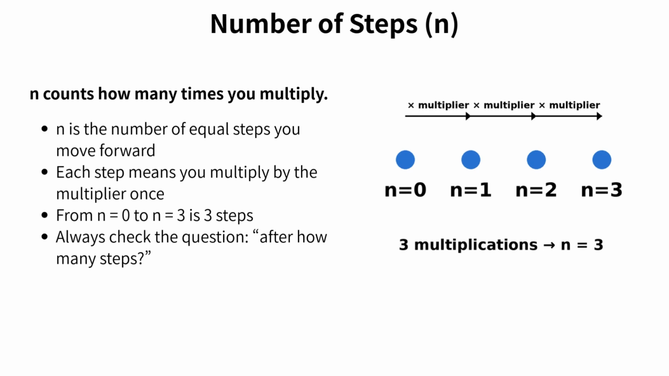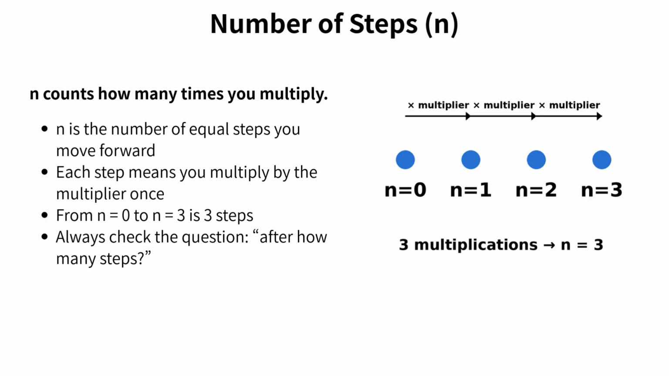The number of steps, n, is one of the most common SAT mistakes in exponential models, because n is not the final value, and it's not the percent. N simply counts how many times you apply the multiplier. Start at n equals 0. That's the start value. When you move forward one step to n equals 1, you multiply by the multiplier once. Move to n equals 2, you've multiplied twice. And by the time you reach n equals 3, you've multiplied 3 times.